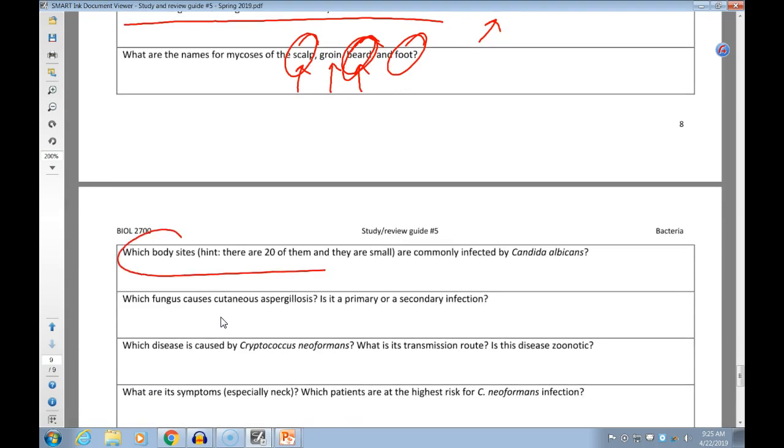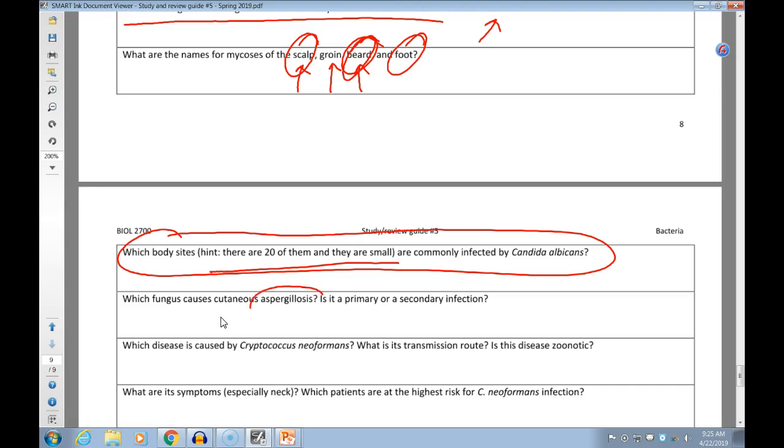Body sites commonly infected by Candida albicans: there are 20 of them and they're really small. Nails. It's just nail infection. Which fungus causes cutaneous aspergillosis? Guess what? It's Aspergillus. Usually it's a secondary infection after the primary respiratory aspergillosis.